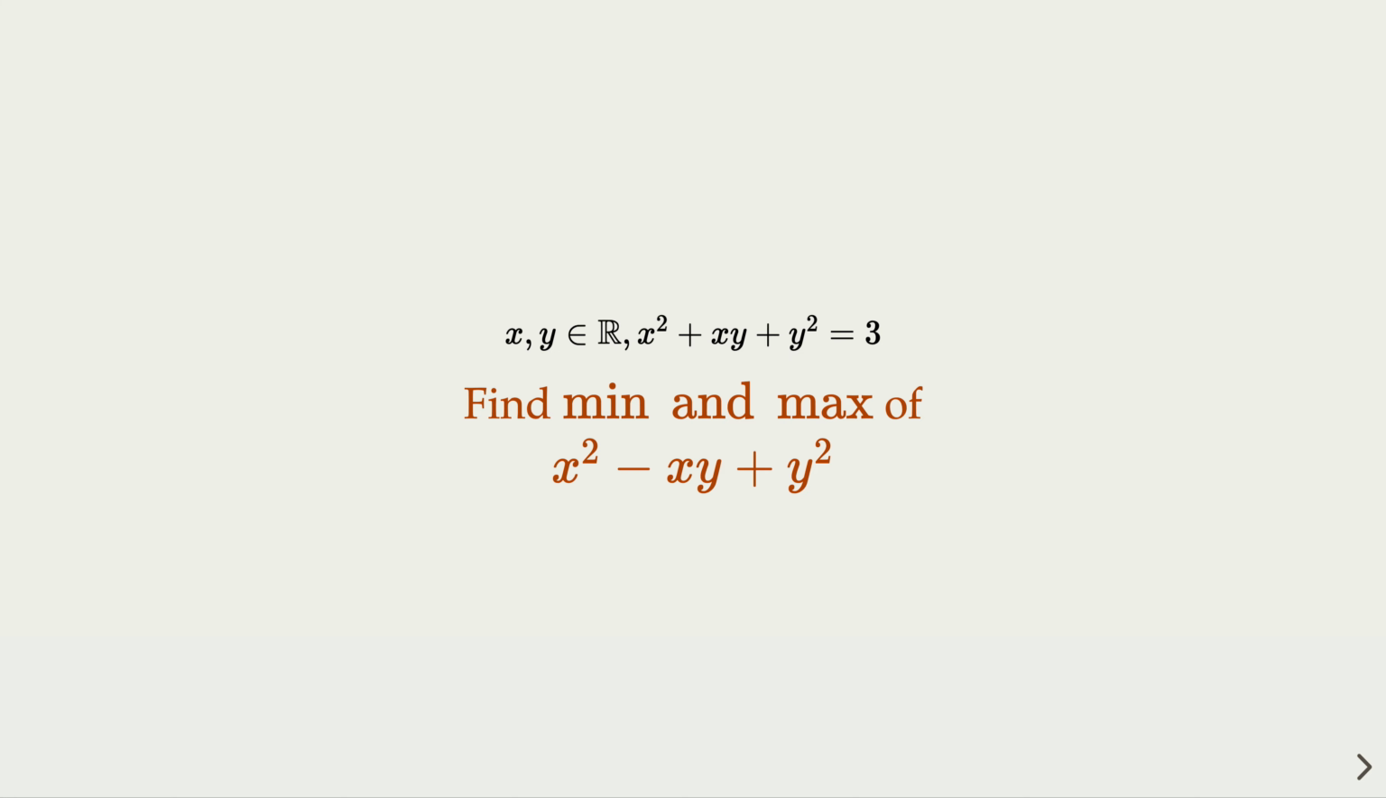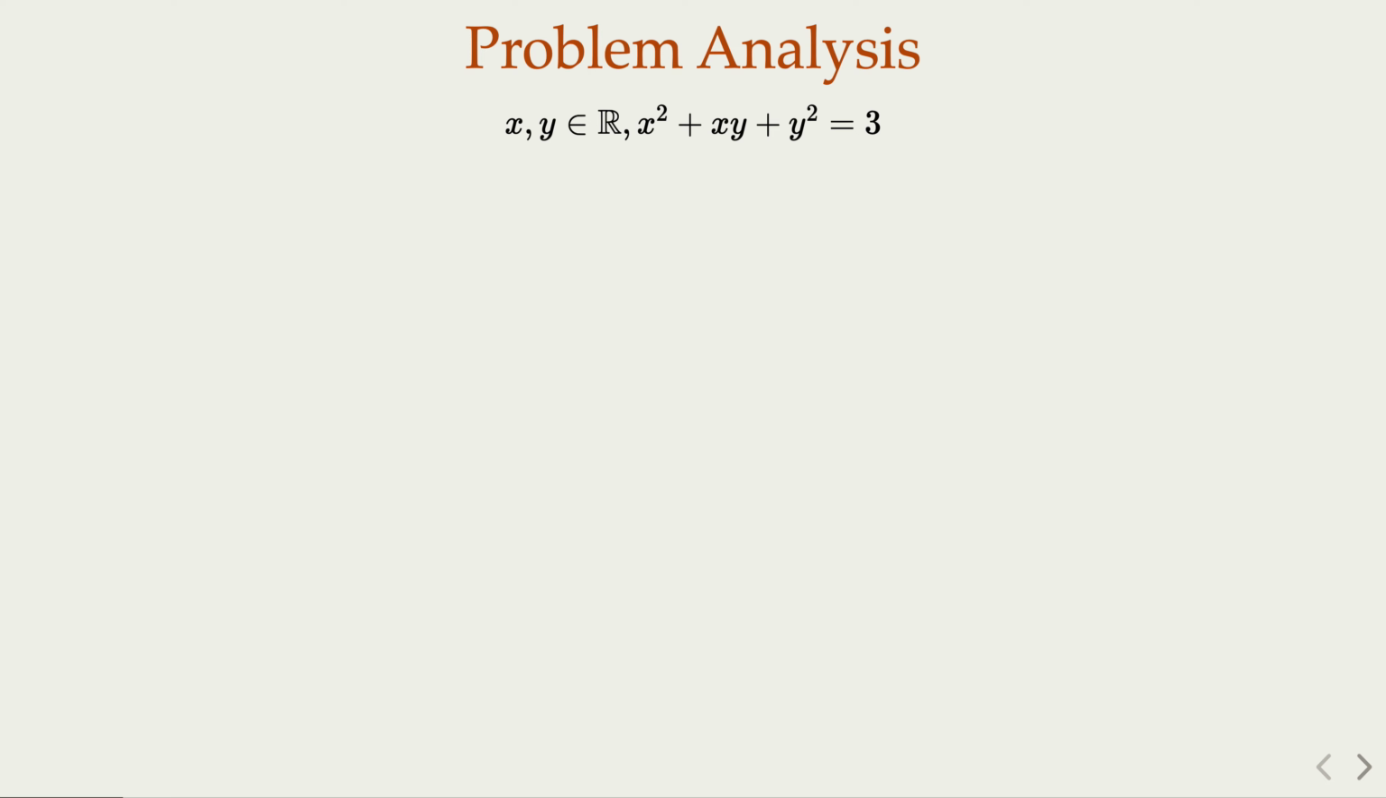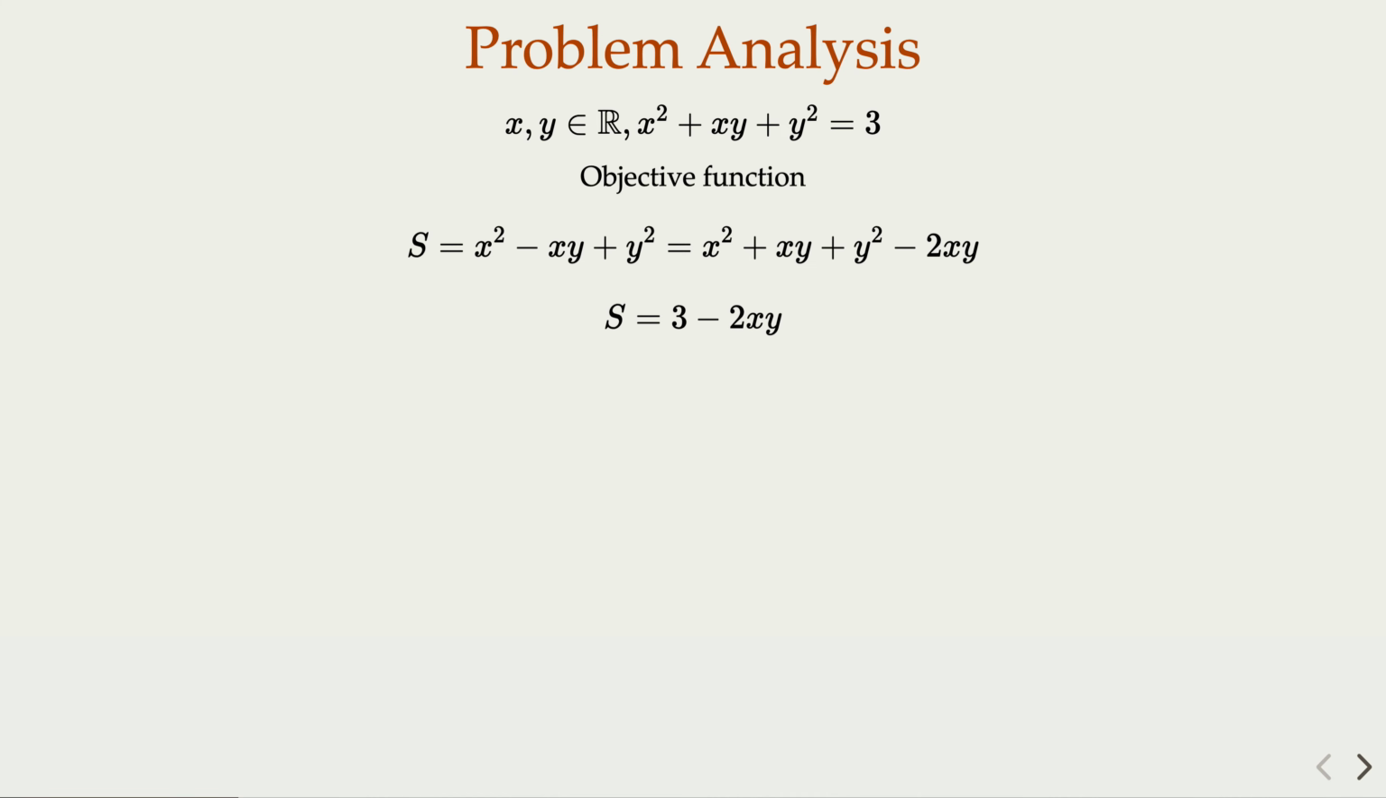We look at a new method for the same problem of finding the min and max of a quadratic with a quadratic constraint. Here we're going to take advantage of the special form of this quadratic, that is x squared plus y squared versus xy. From the constraint and the objective function, you can rewrite it so that it becomes plus xy and minus 2xy, right? That's the difference, 1 plus 1 minus. So the objective function is 3 minus 2xy.